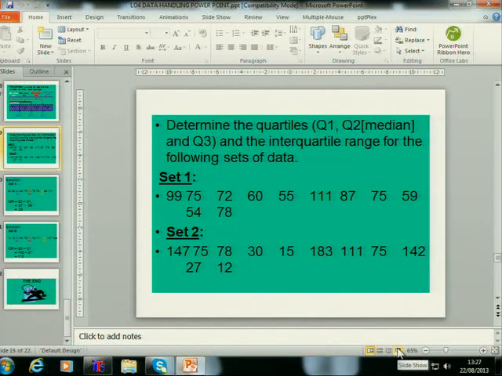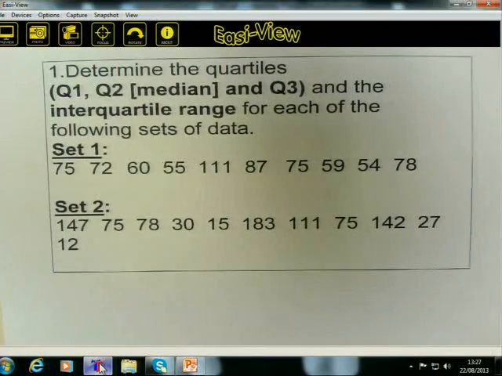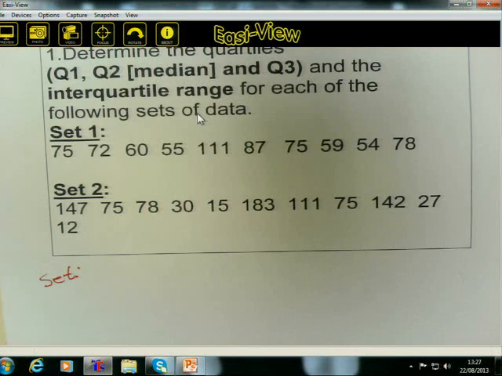Okay, grade 12s, let us look at your answers. All right. It's still the same question. Determine the quartiles Q1, Q2, which is also the median, remember, and Q3, and the interquartile range for each of the following sets of data. Let's start with set 1. Okay. For set 1, grade 12s, look at that set of data. You can see that that data is not arranged. And again, you cannot determine Q1 before you determine Q2 or the median. So you must first determine the median or Q2 before you can determine Q1.